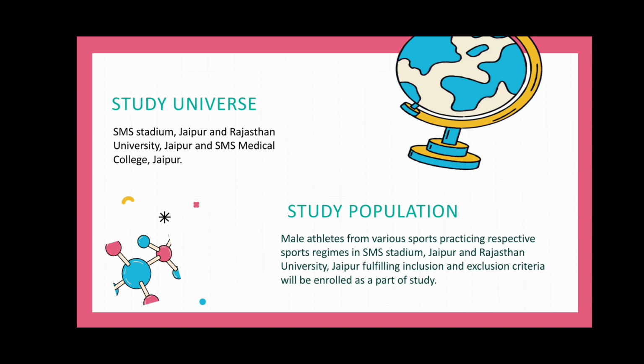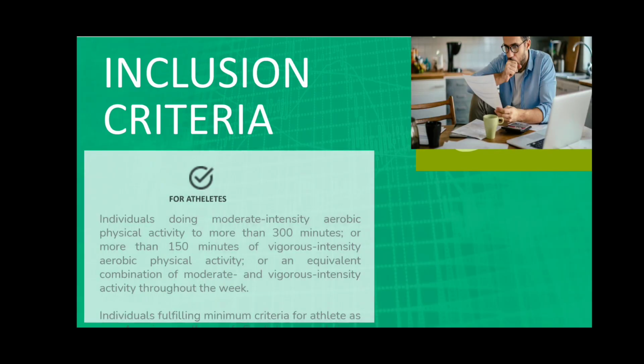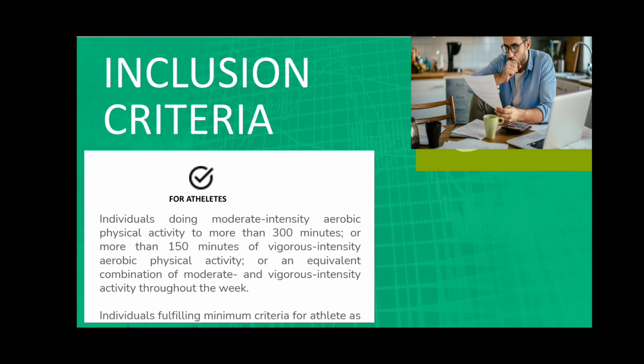Study population. Male athletes from various sports practicing respective sports regimes in SMS Stadium Jaipur and Rajasthan University Jaipur, fulfilling inclusion and exclusion criteria, will be recorded as part of the study. Inclusion criteria for athletes: individuals doing moderate intensity aerobic physical activity for more than 300 minutes or more than 150 minutes of vigorous intensity aerobic physical activity, or an equivalent combination of moderate and vigorous intensity activity throughout the week.